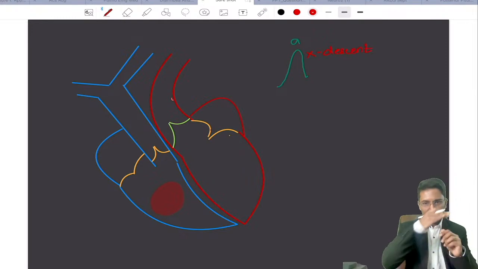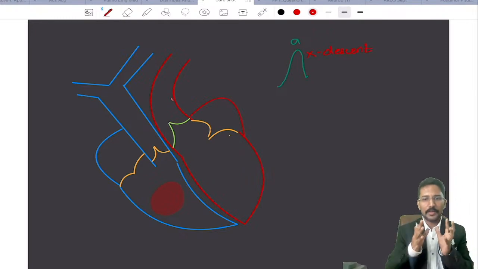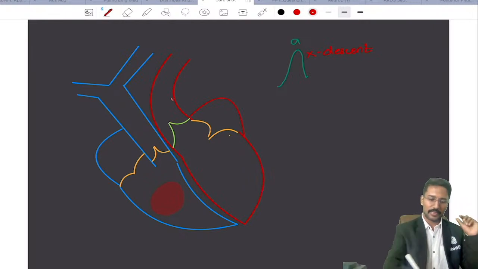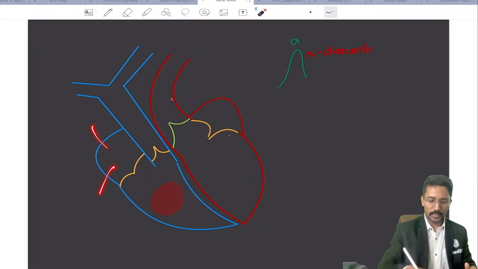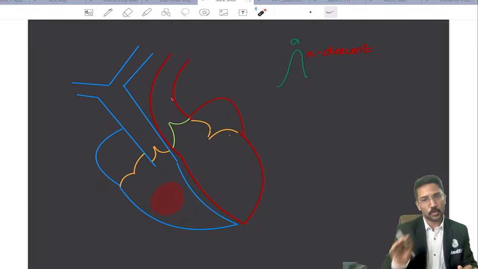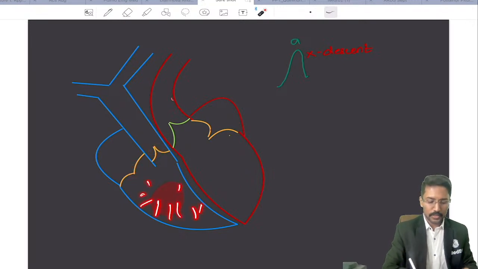Now, when this X descent is happening, the right ventricle is not keeping quiet. It is contracting, it is in systole. The atrium is in diastole, relaxing and receiving blood from the superior and inferior vena cava, but the right ventricle is contracting. What is the first phase of right ventricular contraction? It is isovolumetric contraction. During it, both valves are closed, and inside the right ventricle, pressure builds up.